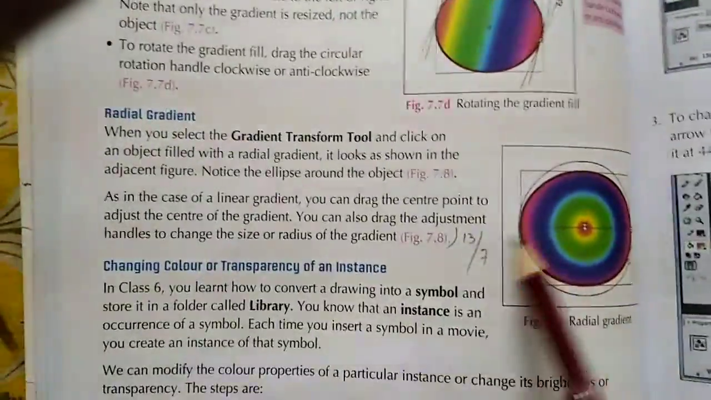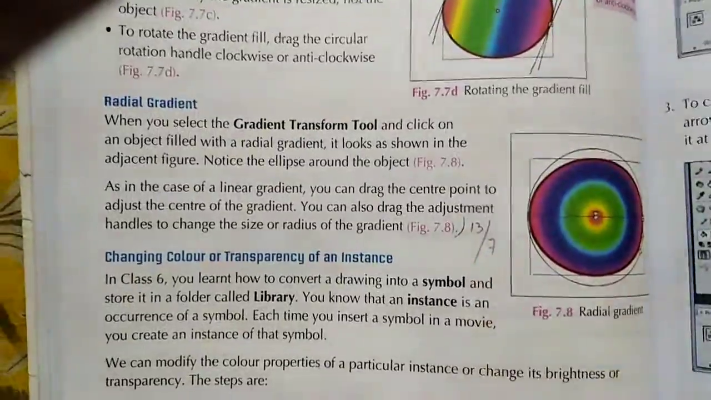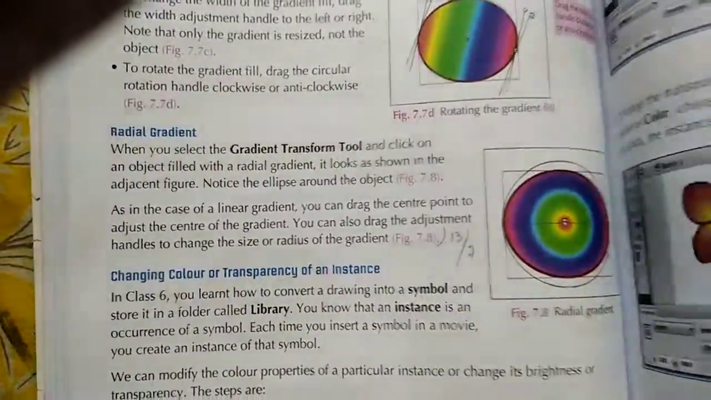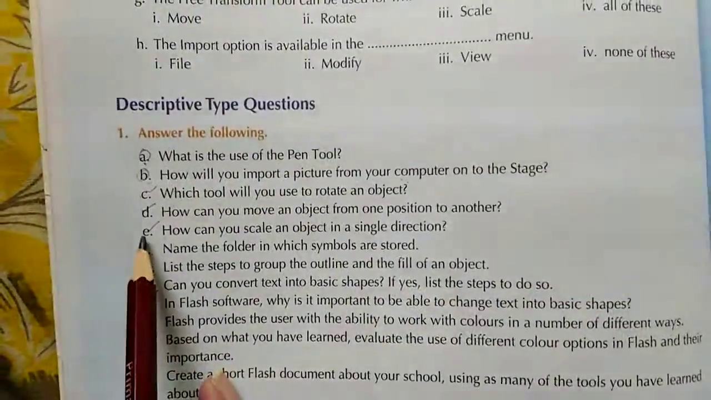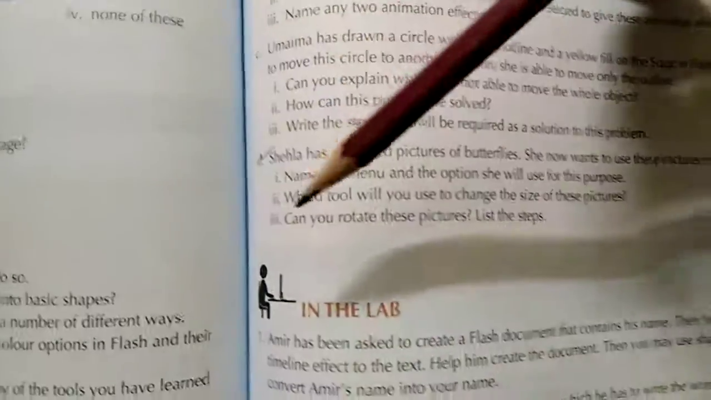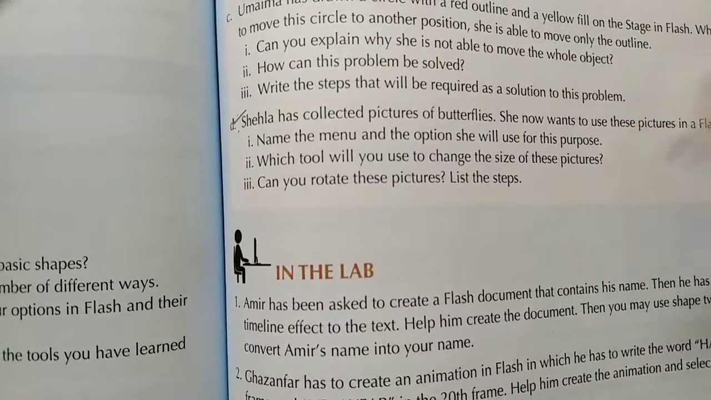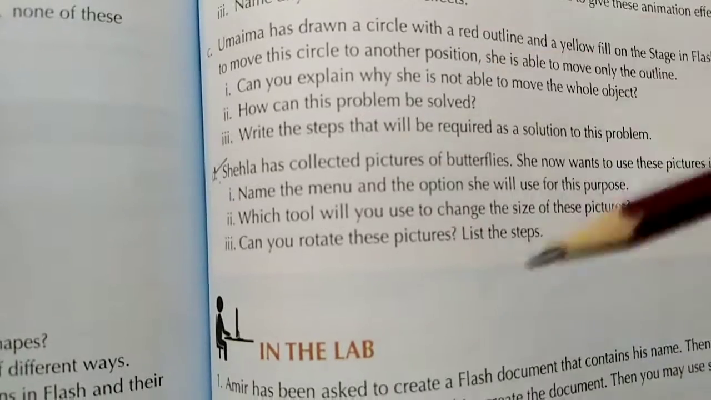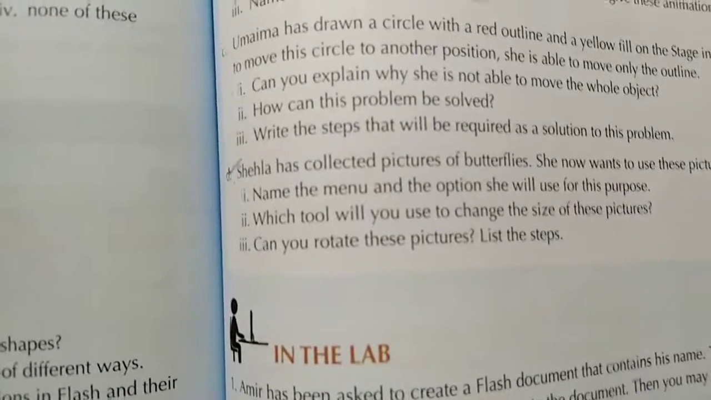So today you have to read up till here, and you have to solve the questions. Questions C, D, and E on your copy. It's very easy, and you have to do question number D on your copy, because these have some steps in them that you have to write in your copy.